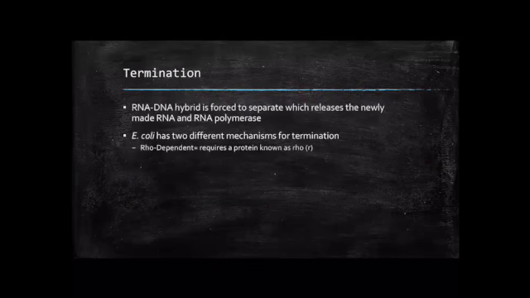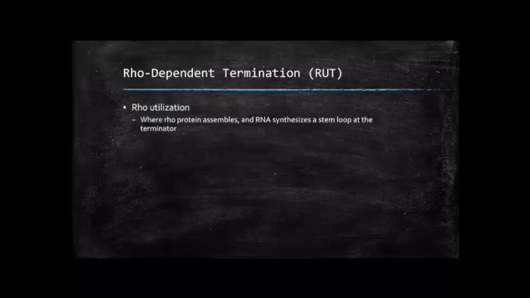The last step that we're going to discuss today, and the last step in the process of transcription, is termination. During termination, the RNA-DNA hybrid is forced to separate and the newly synthesized RNA gets released, as well as RNA polymerase. E. coli has 2 different mechanisms for termination, which are the Rho-dependent termination and the Rho-independent termination. Rho-dependent termination requires a protein known as Rho or R. Rho-independent termination does not require R. So now I'm going to go in a little bit more detail about these 2 types of termination because it's very important that you understand the differences between these 2.